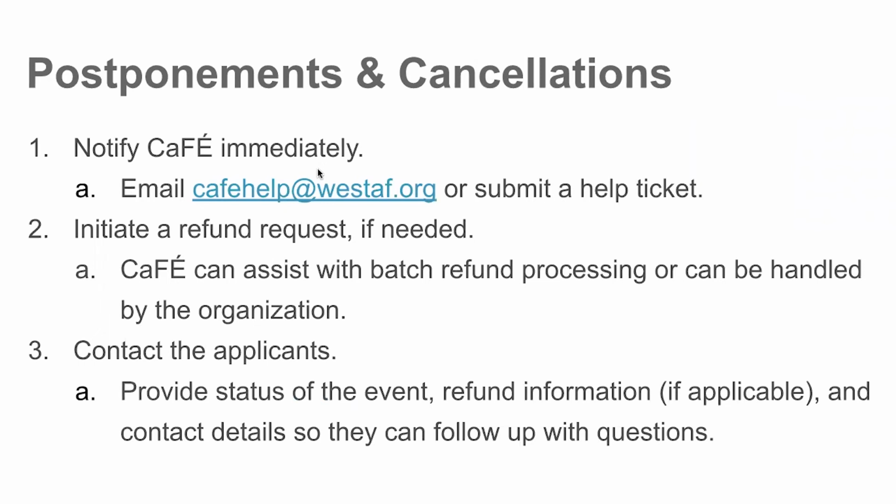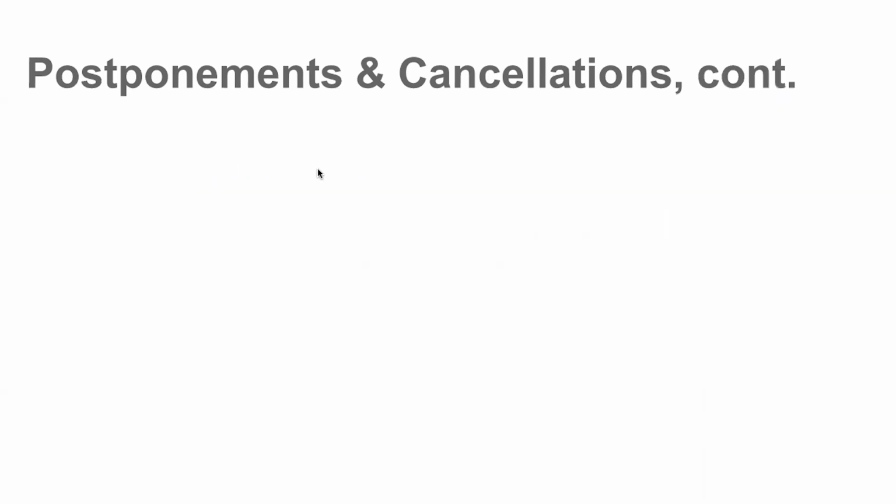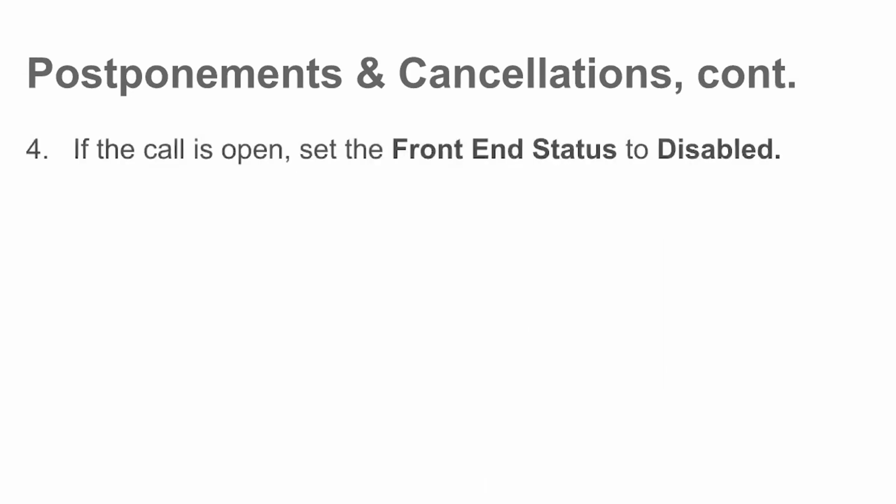So those are the first three main steps that we ask you to do if your call is closed, but your event is postponed or canceled. Let's say your call is still open for submissions and you know that your event will then have to be canceled or postponed. If that's the case, there's two extra steps you need to do. First, set your front end status to disabled. This will ensure that no other artists are able to apply.